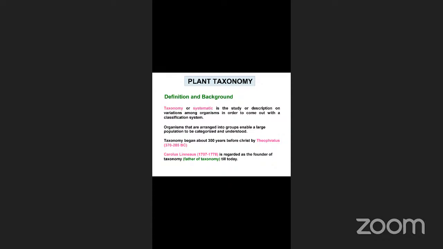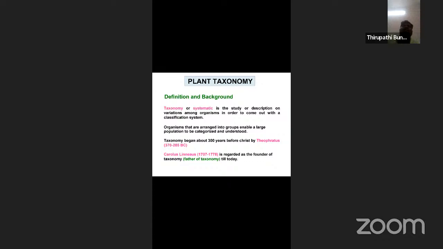Systematic arrangement or description of variation among organisms in order to come out with a classification system. Taxonomy began about 300 years before, by Theophrastus, whose timings were 370 to 285 BC.